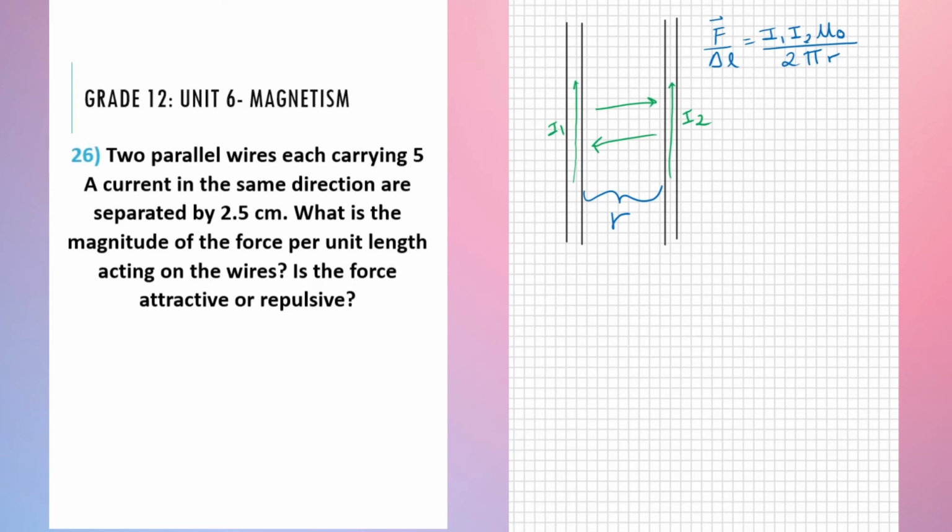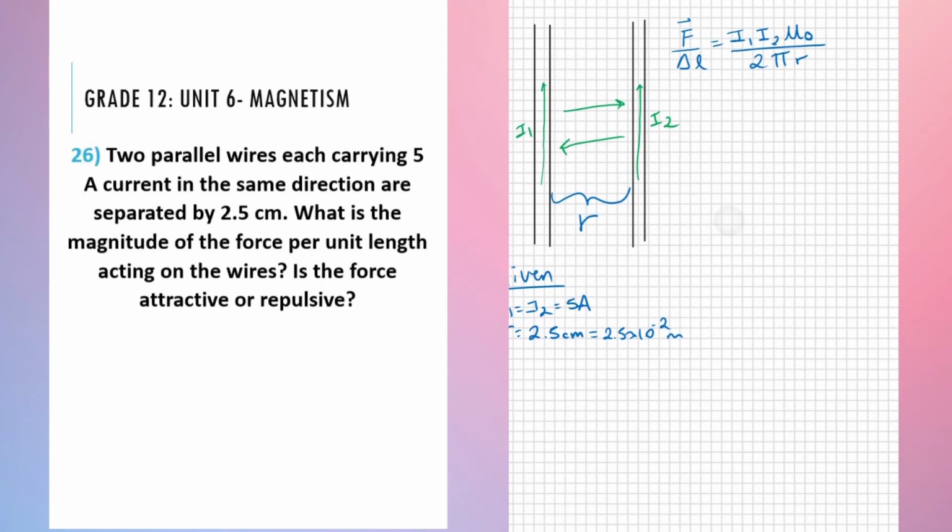Let's first write down here, we can write that we are given that the current in 1 is equal to the current in 2 is equal to 5 amps. And the distance between the two wires is 2.5 centimeters. In meters, this would be 2.5 times 10 to the power of minus 2 meters. So that's all we're given. Let's go back up here to the question. Let me shift this a bit so we can see it a bit clearly.